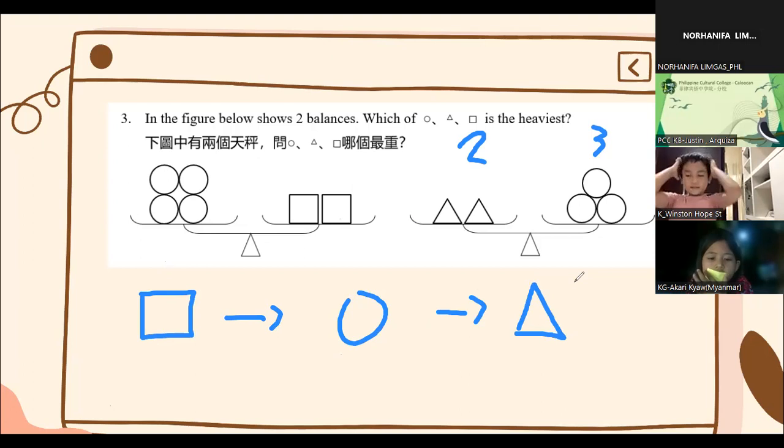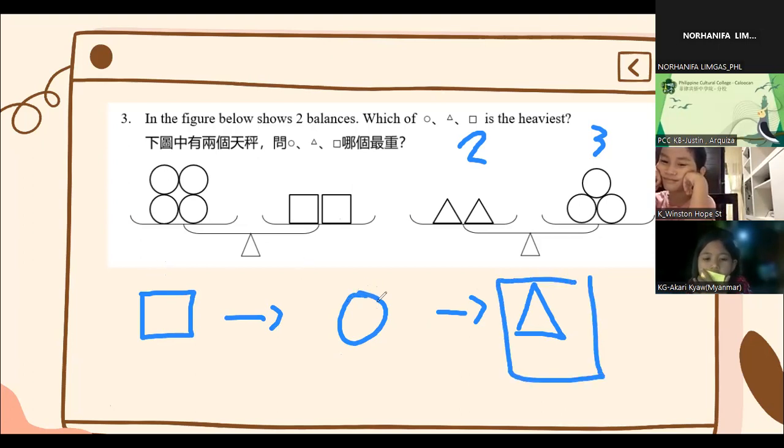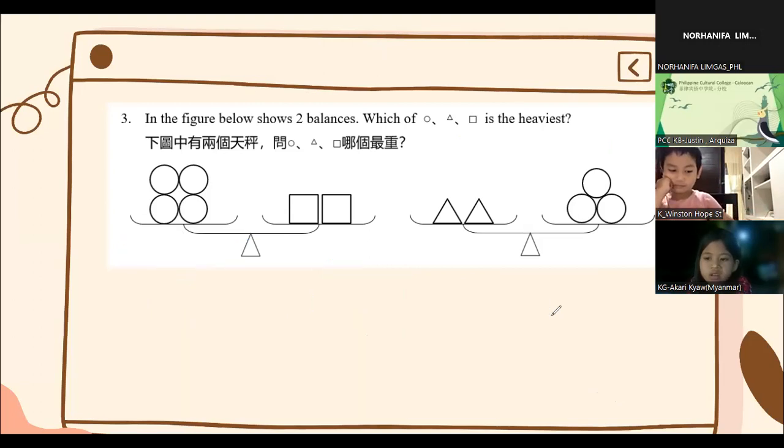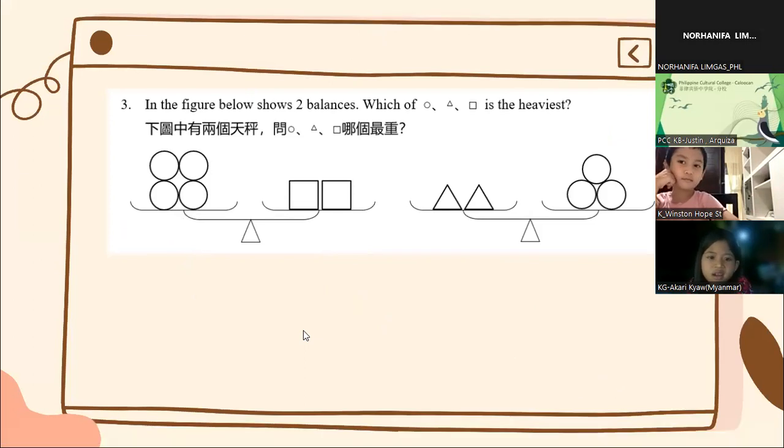So the answer here is going to be triangle, because again, the circle is already less than the triangle, but there's also another figure that is much less than the circle. So if we're going to rank them from the least to the heaviest here, definitely this one is the heaviest, the triangle. Okay, so your answer should be triangle. All right. So let's have question number 4.